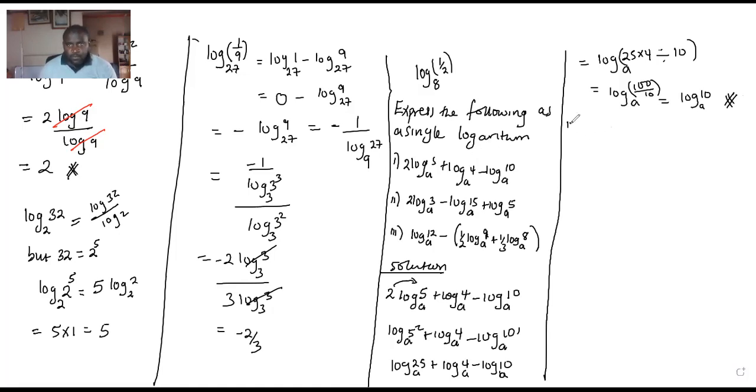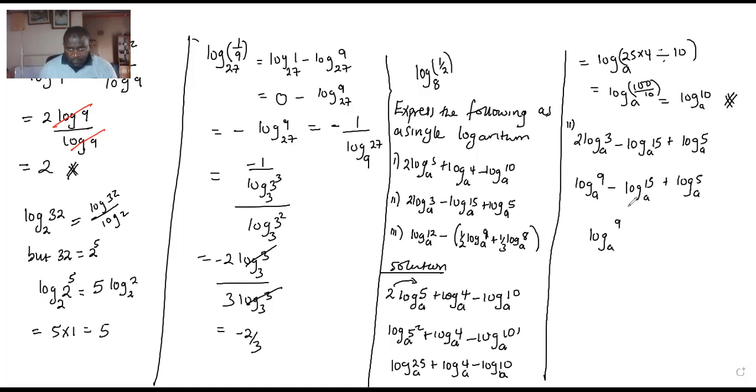Look at Roman 2. Twice log of A of 3 minus log of A of 15 plus log of A of 5. We shall have log of A of 3 power 2, which is 9, minus log A of 15 plus log A of 5. When you combine all of them, you'll have log A of 9.